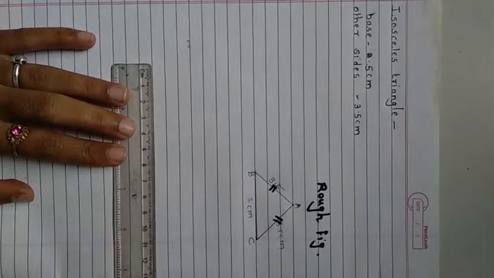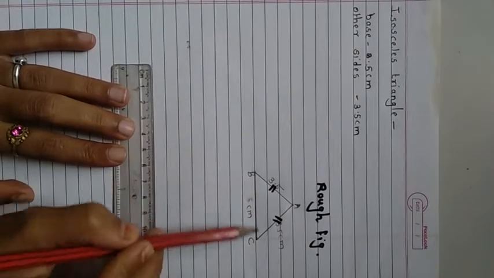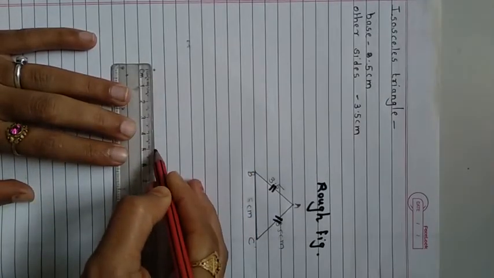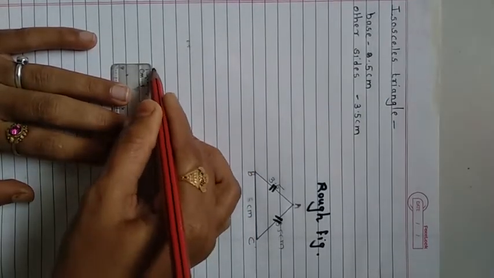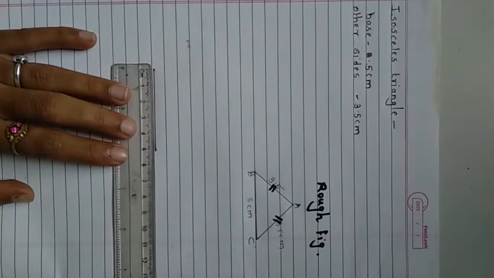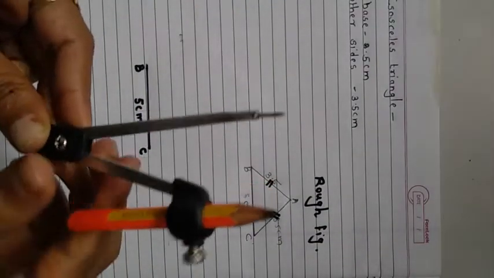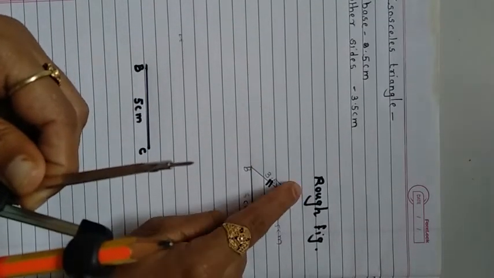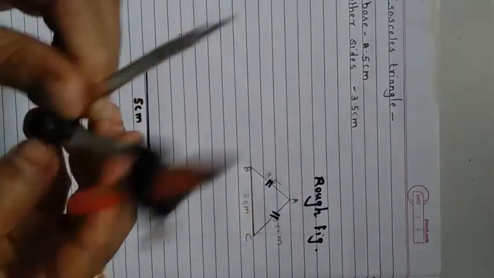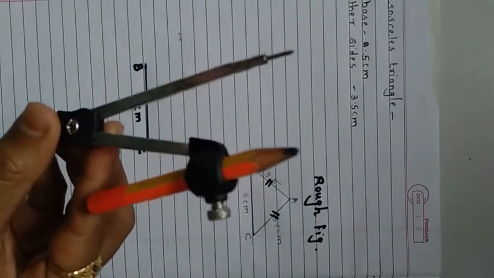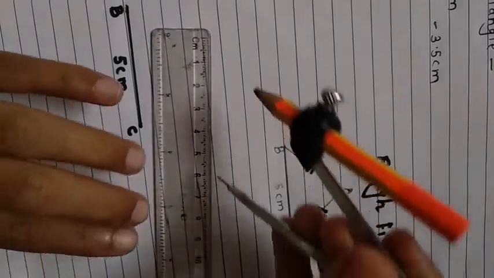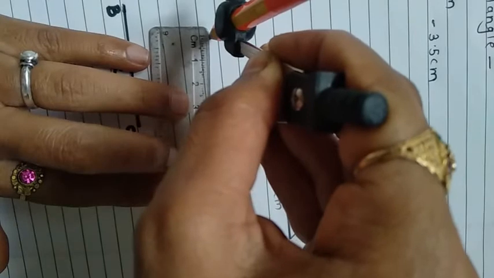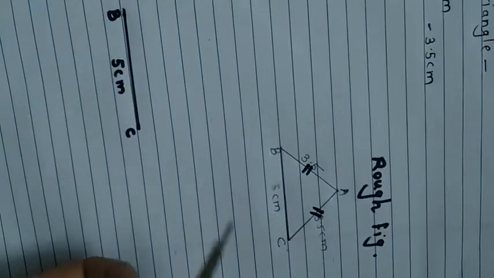Now see here how to draw the required figure. First of all I am going to draw the base BC as 5 centimeter, from 0 to 5. You can draw base 5 centimeter. Now by using compass you can draw B to A and C to A. B to A is 3.5 centimeter. See here, I am taking 3.5 centimeter in the compass. Okay, I have taken.